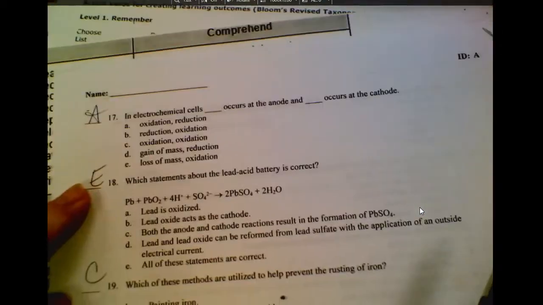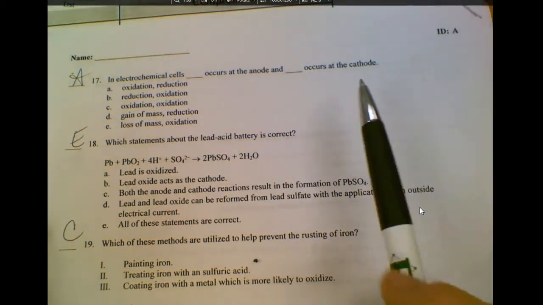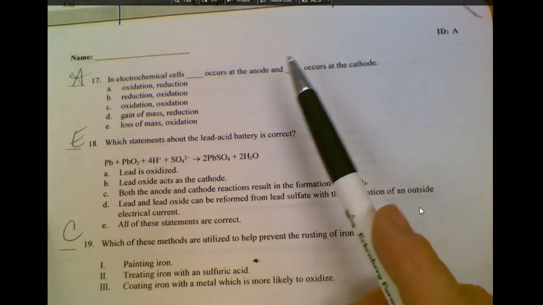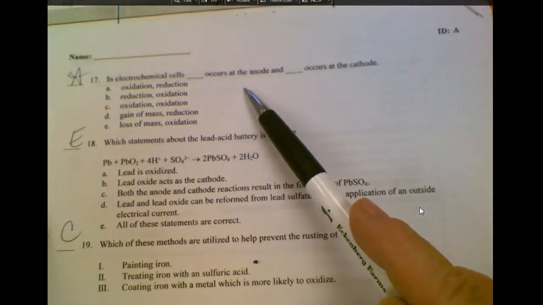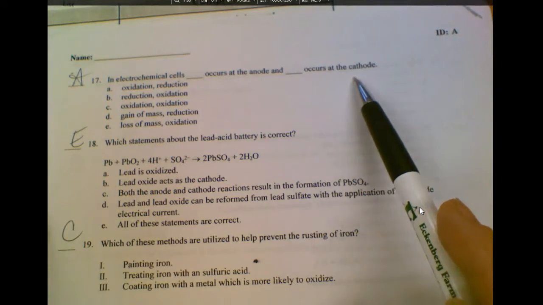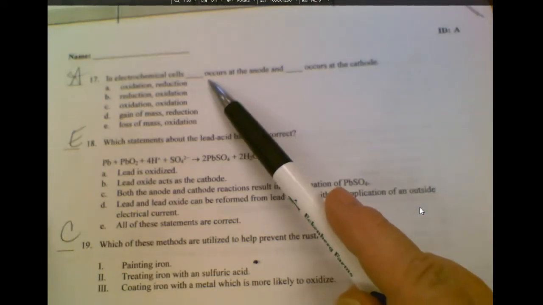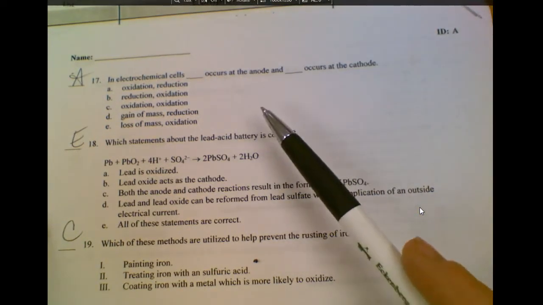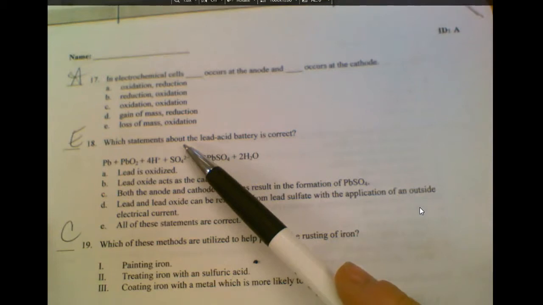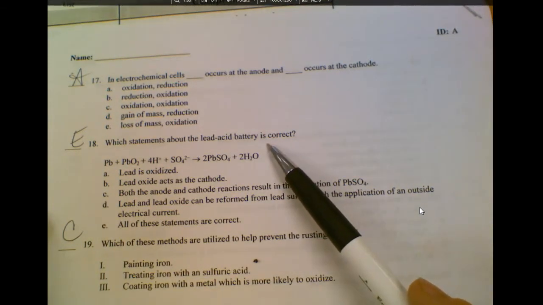Okay, and you can guarantee I'm probably going to ask a question about batteries. In electrochemical cells, letter A, oxidation occurs at the anode, reduction occurs at the cathode. Okay, so oxidation is the loss of electrons, so I lose the electrons here and I gain them over at the cathode.